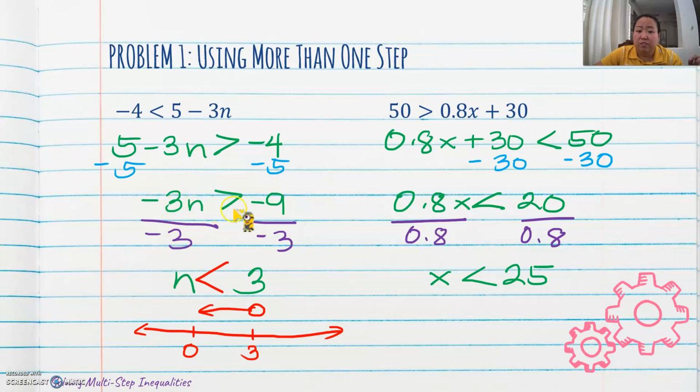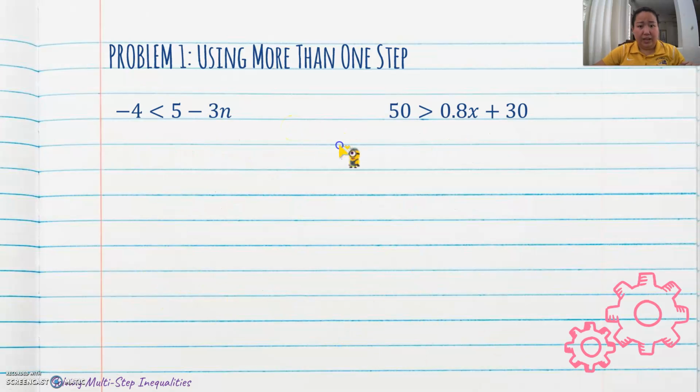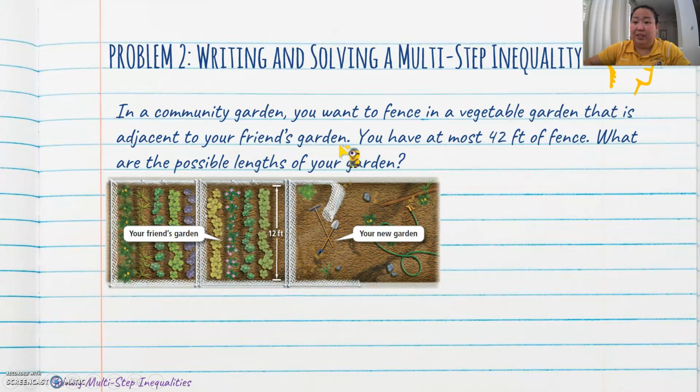Dividing by a negative number flips the inequality, and so this is how it would look. All right, so let's have our next example, and this time this is an application problem.